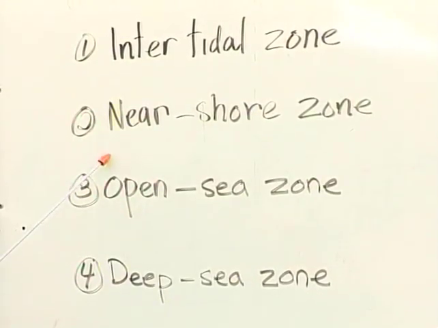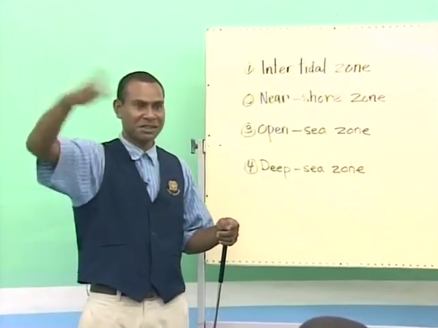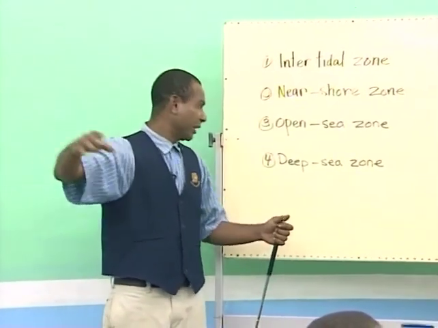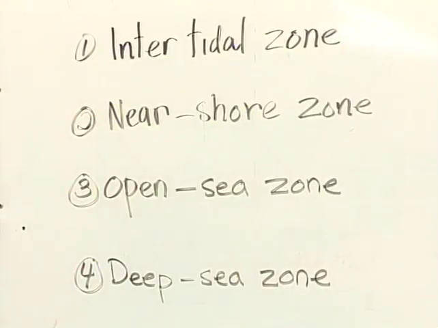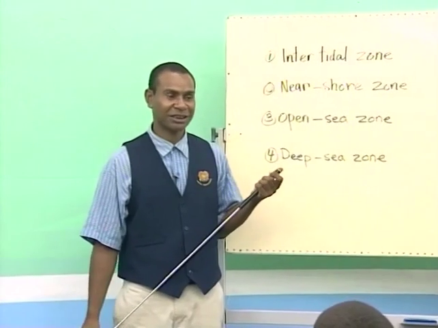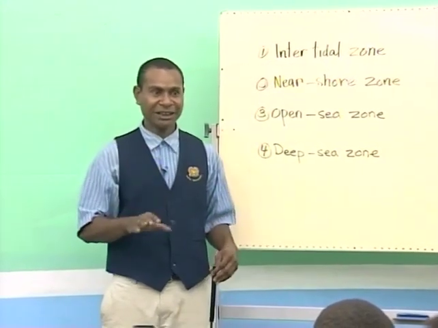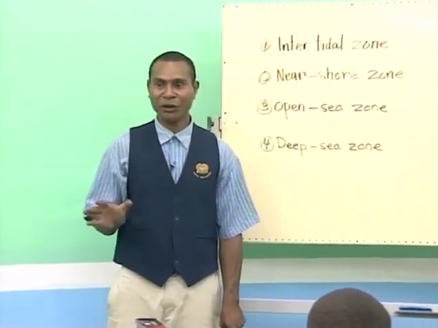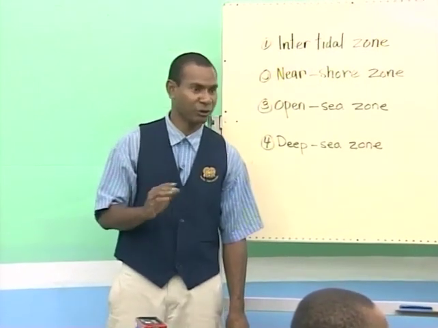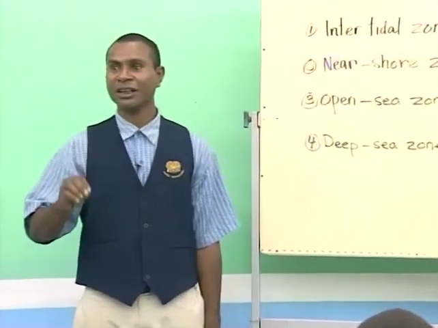Now, after the near shore zone is the open sea. This is the wide area of the sea. When you look out, you can see further. That is the open sea. And the deep sea zone, which is the last one, after the open sea, is beneath the ocean, the depth, under the sea. This is where there is no light, or very little light, and very few living creatures.